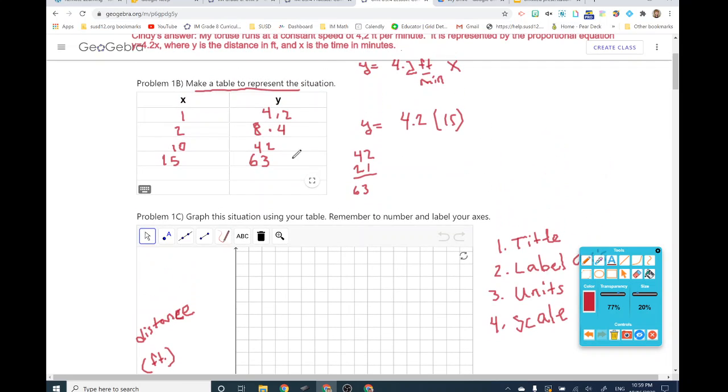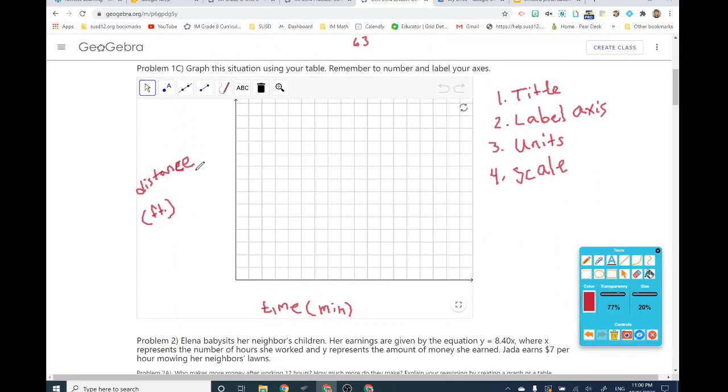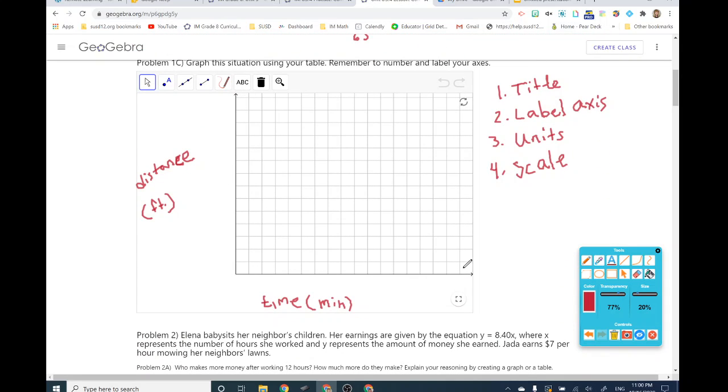For my turtle situation, I measured his distance over a span of 15 minutes. Remember, my X is minutes for my graph, and my Y is feet. So I went from 0 to 15 minutes. That means I need tick marks here showing from 0 to 15 minutes. Maybe I'll count by 3s.